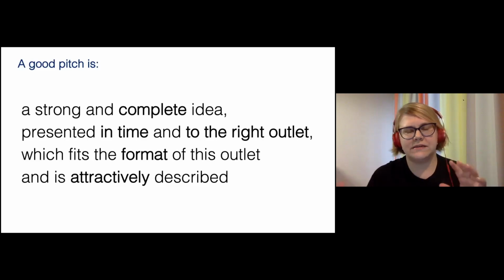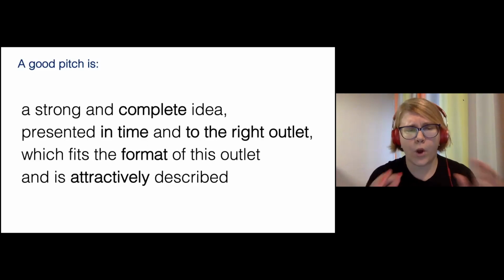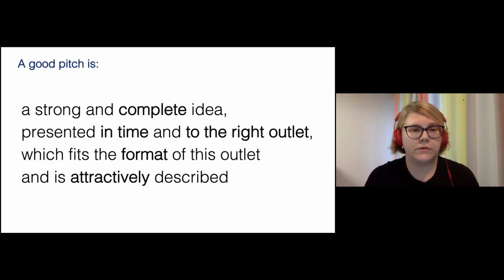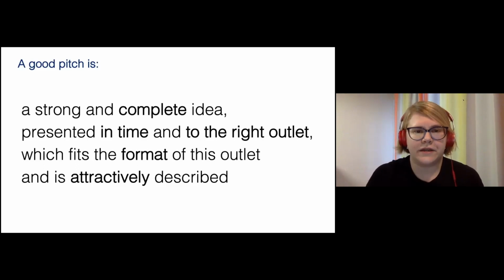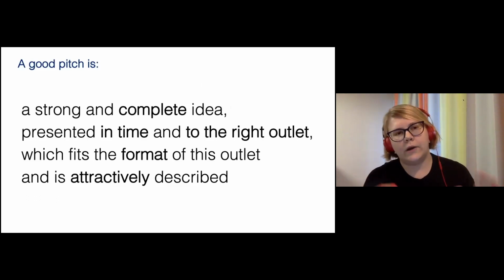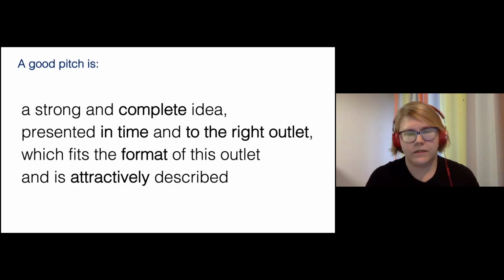So you'll see that some of these components of a pitch actually resonate with your checklists for group work, and we'll go back to that a little later. So this is what a good pitch is. Now let's talk about what it is not.